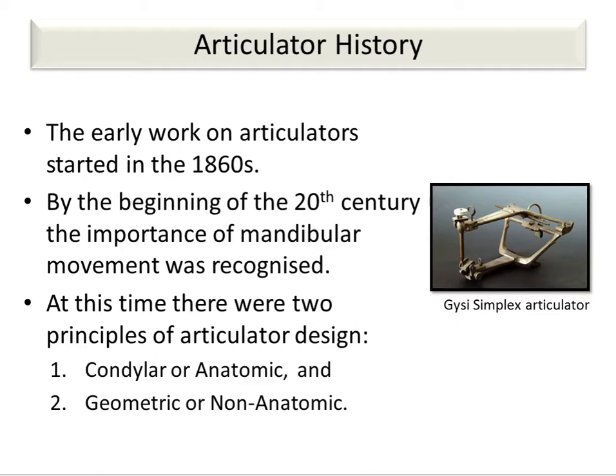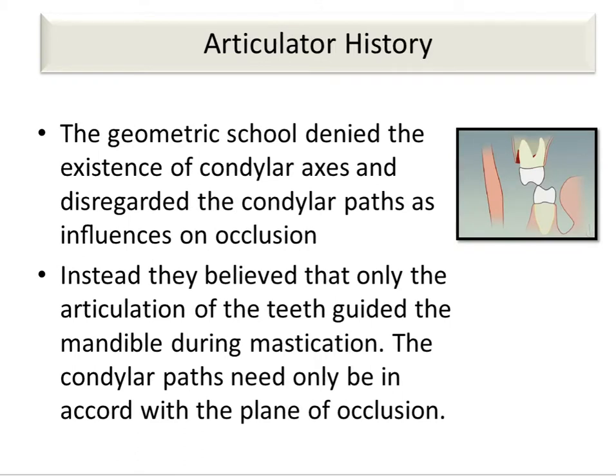A second major school of articulator design, the geometric or non-anatomic school, was emerging. This approach embodied principles contrary to the condylar school and proved to be both trend-setting and controversial. The geometric school denied the existence of condylar axes and disregarded the condylar paths as influences on occlusion, instead contending that the articulation of the teeth guides the mandible during mastication. The condylar paths need only be in accord with the plane of occlusion, which means you need only set up the articulator to the cuspal angles of the dentition.